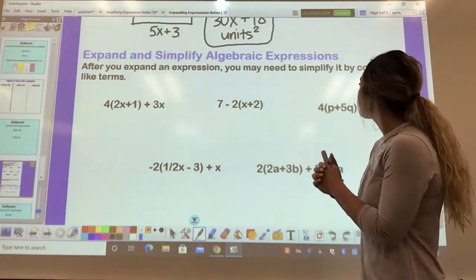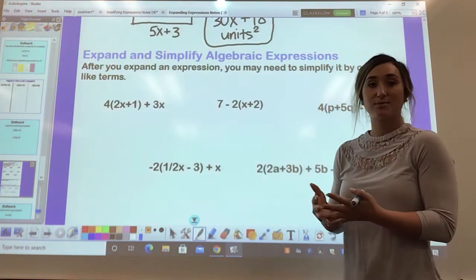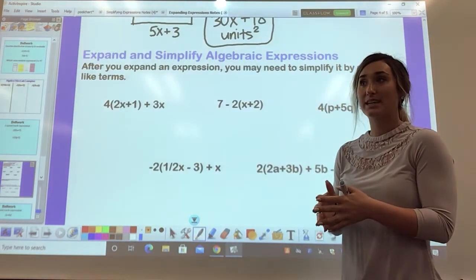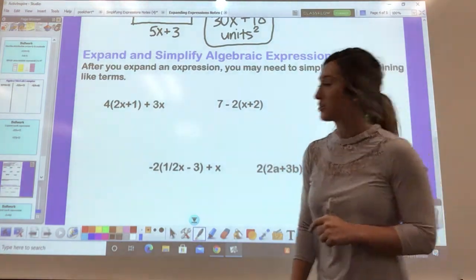But remember, if you ever have like terms in your expression, once you expand it, then you can always simplify, you can always combine those. So let's take a look and see what I'm talking about here.